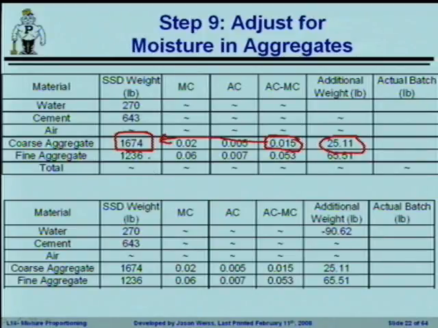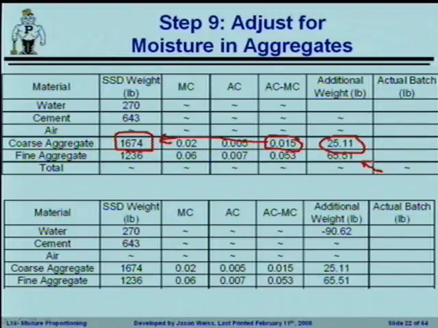We're going to do exactly the same thing for our fine aggregate, 5.3% times our 1236. That's going to be our 65 pounds. So what we're actually doing is adding in an extra 25 pounds of coarse aggregate because it's going to contain excess water with it. We're going to add in an extra 65 pounds of fine aggregate because it's going to contain 65 pounds of excess water. If we're adding in extra aggregate because it's containing extra water, that means we need to reduce the amount of water that we're putting into the mix.